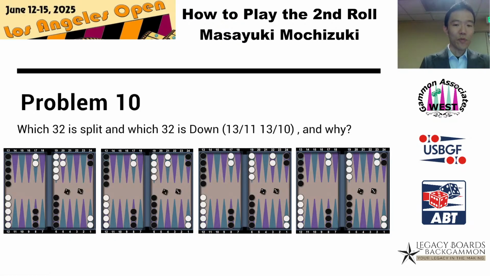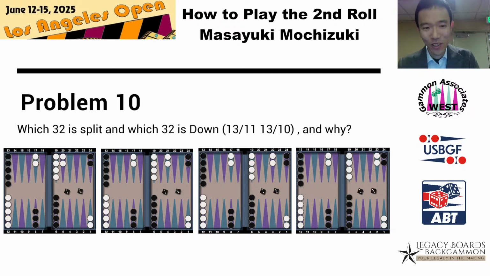Okay, I think I have 2 more positions. So problem number 10. So 3-2. And 3-2 default play is split and down. And I'm showing 4 different positions after making a 5-point, a 4-point, or 3-point, and deuce point, okay? And one of them is, well, okay, most of them are split and down, okay? 3 of them are split and down, but one of them is not. Which one is not split and down?